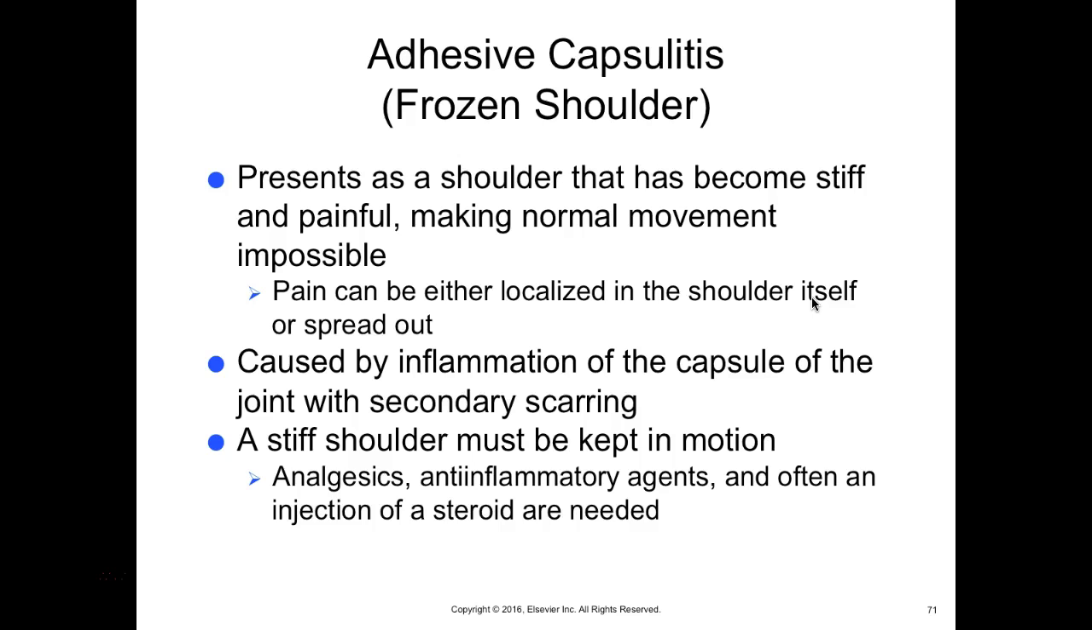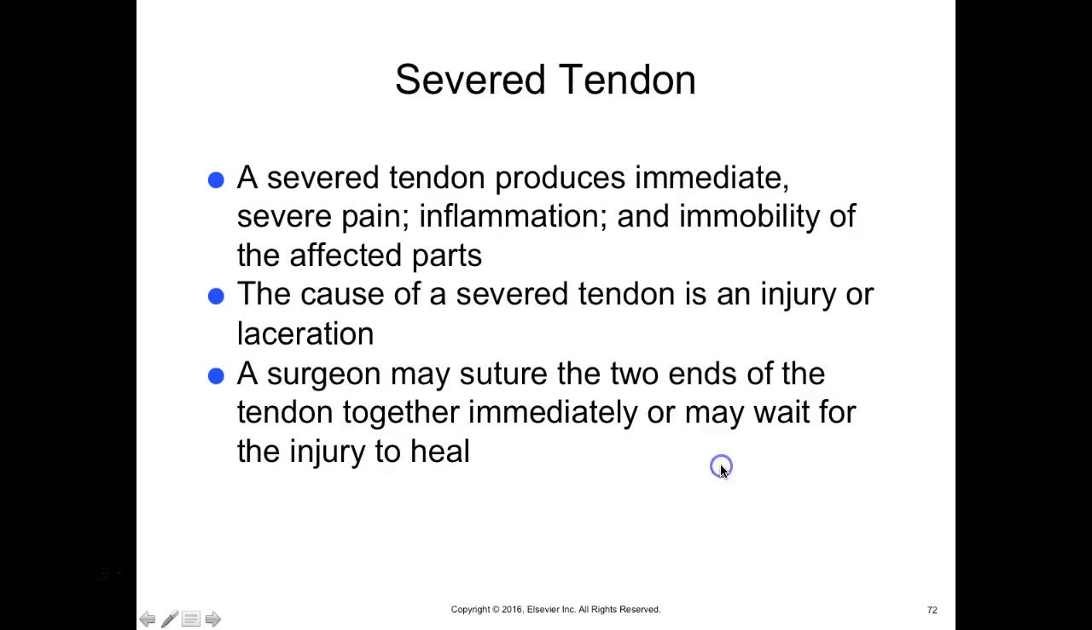So a stiff shoulder must be kept in motion. So they're going to use pain medications, anti-inflammatory agents, injections with steroids, and then they're going to need physical therapy to really kind of break up some of those adhesions and scarring and get some shoulder movement back.